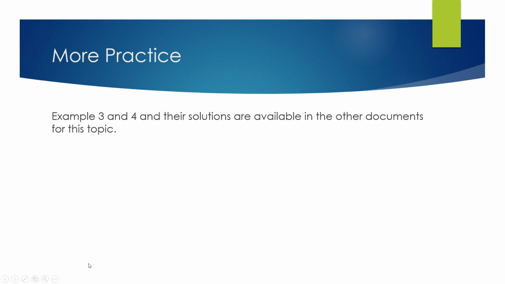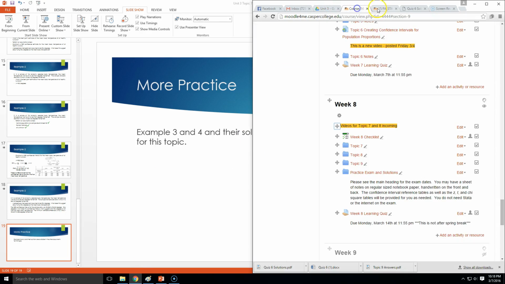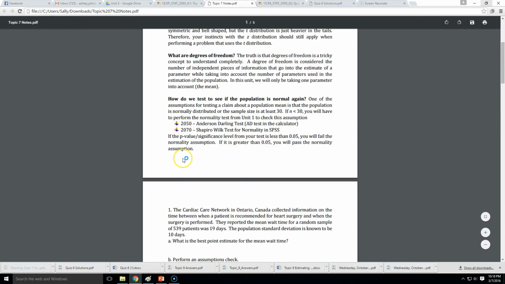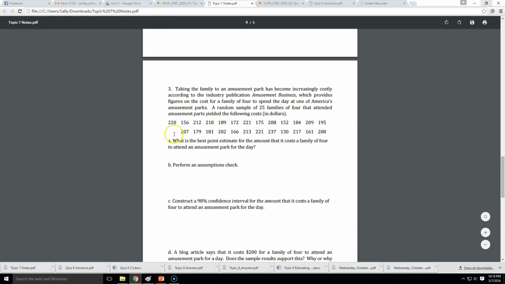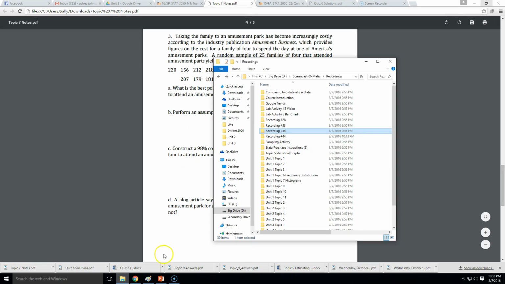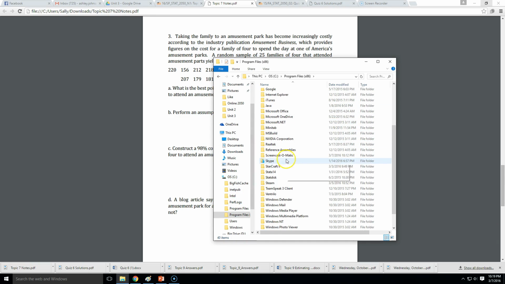So there are two examples that are available up on Moodle that are not covered in this PowerPoint, but I do want to talk about Stata just for a little bit. So I'm going to head over to that Moodle page. So example 3 gives us a data set. And so in order to answer these questions here, including part of the assumption check, we are going to need to use Stata. The data that we have is just a raw data set. It's not the mean and standard deviation, the summary statistics that we were given in the previous examples.